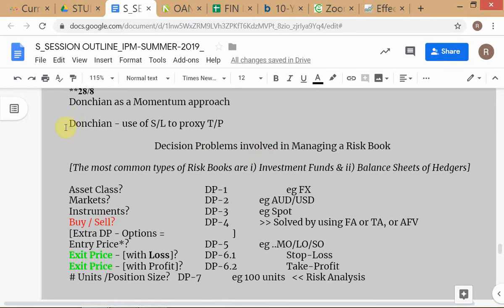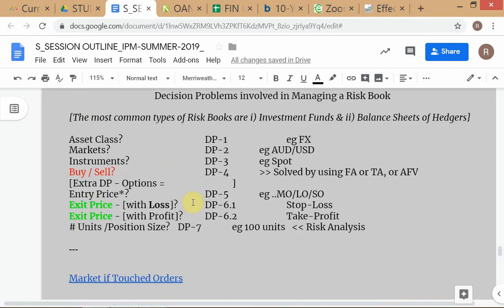So the second point we want to cover is this idea that the Donchian does not... I've already given you a warning about this earlier, that this part is not so important. That's why I highlighted loss, remember? So when you have a decision, we are going back to our decision problems, just a recap. You're familiar with all these decision problems. We don't worry so much about the first three because they're usually decided by the investor, but you need to be conscious that these are decision problems.